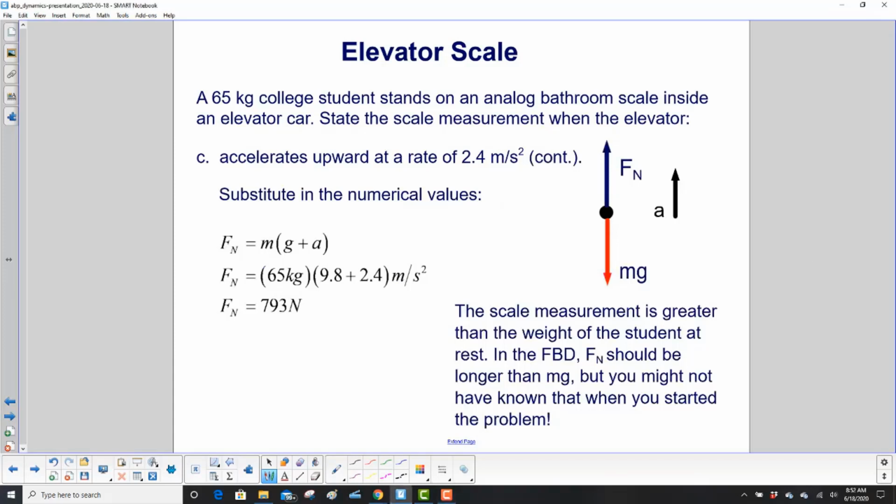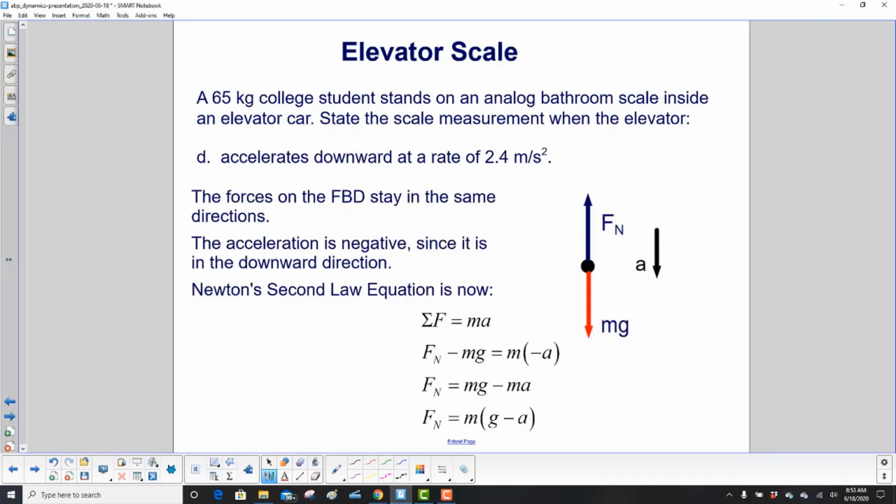And finally, we substitute in our numerical values over here, and see how you only have to multiply by the mass once because we factored it out. That's pretty good. And we get the normal force, which is the scale measurement, of 793 newtons. So the scale measurement is greater than the weight of the student at rest. So in the free body diagram, this vector should be longer than this one, but you didn't know that when you started the problem, so it's okay. We got the right answer, because the important thing is the direction of the vectors.